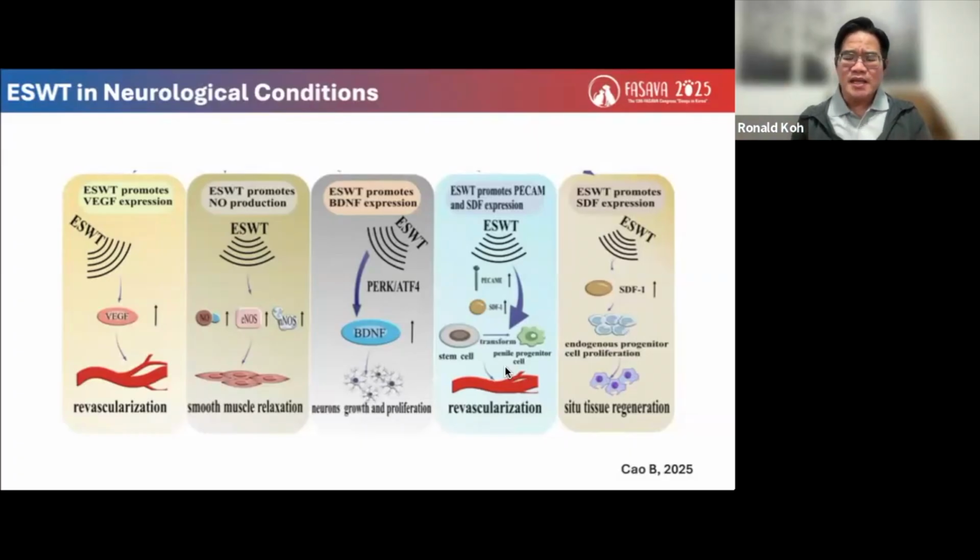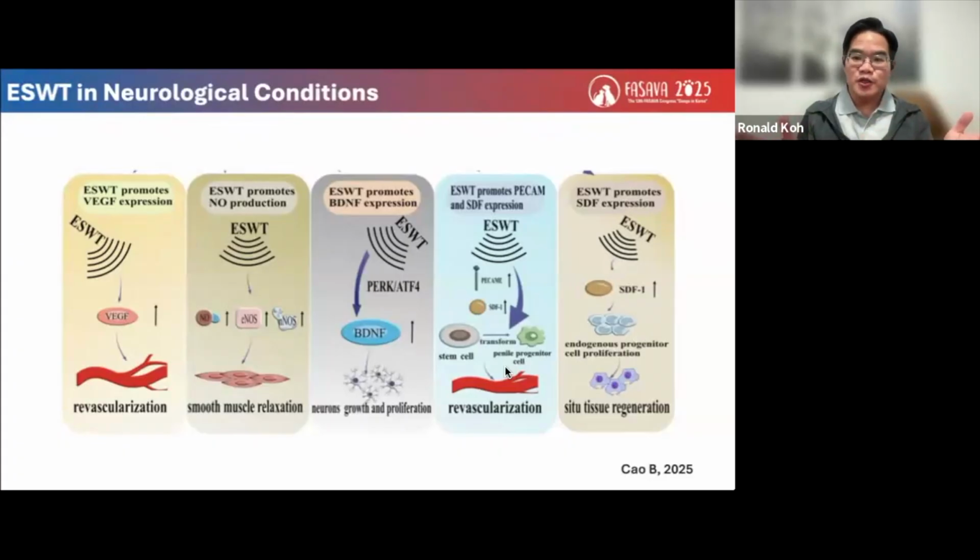The other thing that shockwave has been found to do is increase factors called PCAM and SDF. And those things are involved in stem cell recruitment and endogenous tissue regeneration. Again, all those things work together so that it could really promote the regeneration of the soft tissues, not only the spinal cord, but surrounding the lesion and even the surrounding muscle as well. Because we know that shockwave is very good for releasing or relieving muscle spasms, things like that.